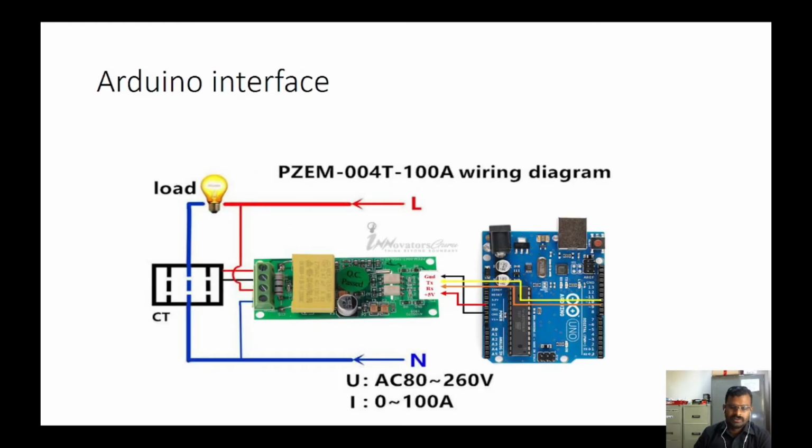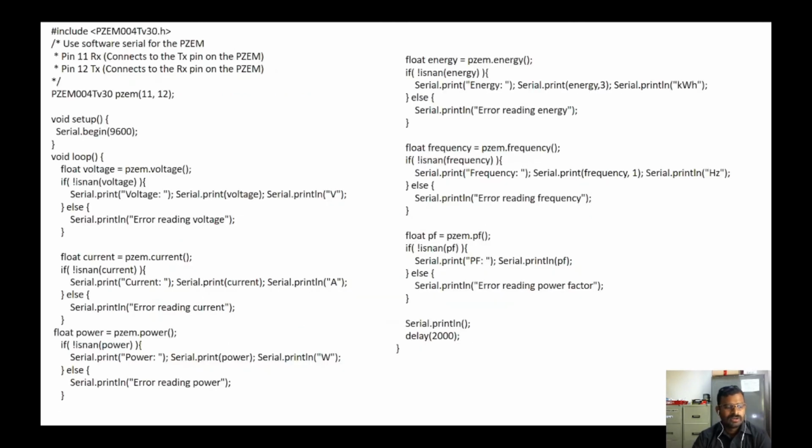This is how it will be connected to the Arduino. I have connected these two pins, transmitter and receiver. I'm going to use software serial, so I can connect any pins and assign them for software serial. If you are using hardware serial, we can use the transmitter and receiver pins, that is 0 and 1. The remaining connections are the same, a simple connection. Now let us see how the code looks.